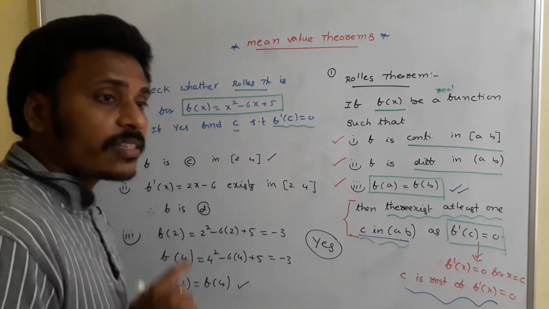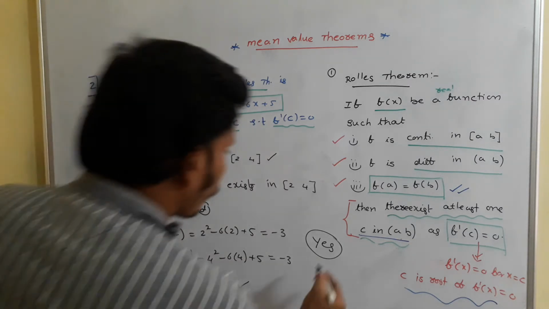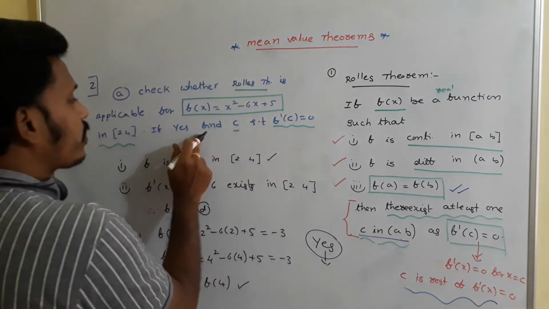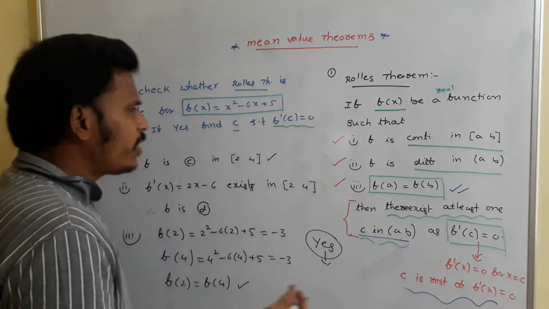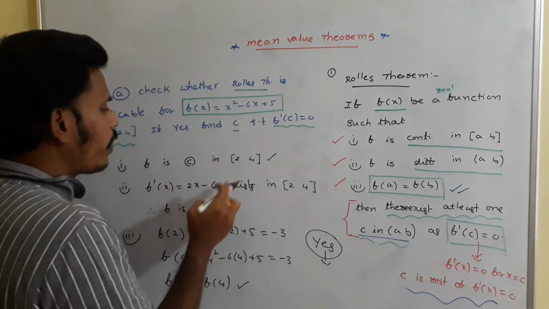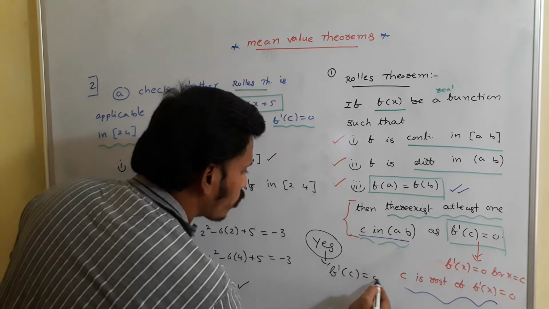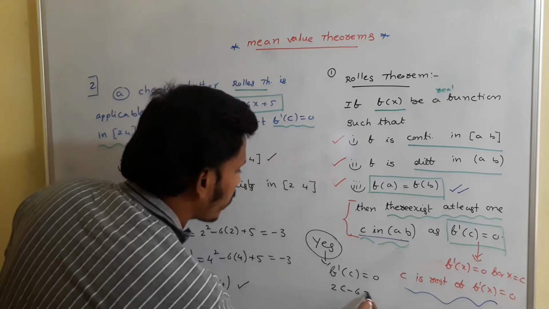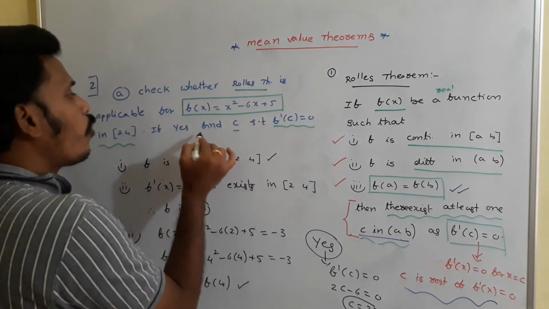Since our answer is yes, now we need to find the value of C such that f dash of C is equal to 0. What is f dash of C? The derivative of this function we already found as 2x minus 6. So f dash of C is equal to 0 means 2C minus 6 is equal to 0, and C is equal to 3.